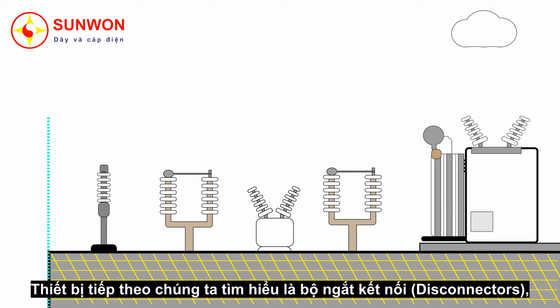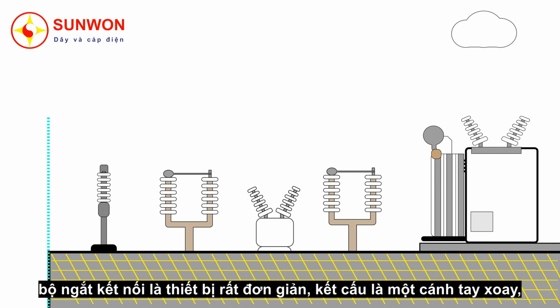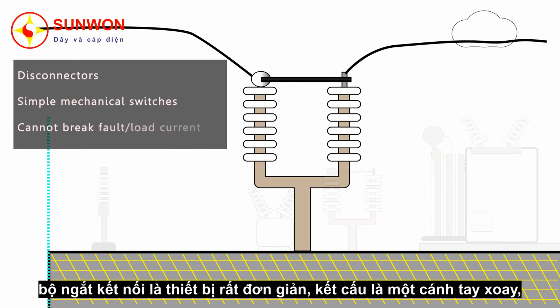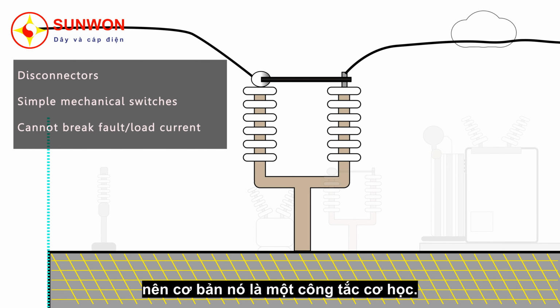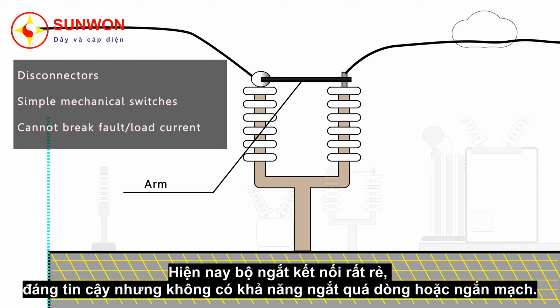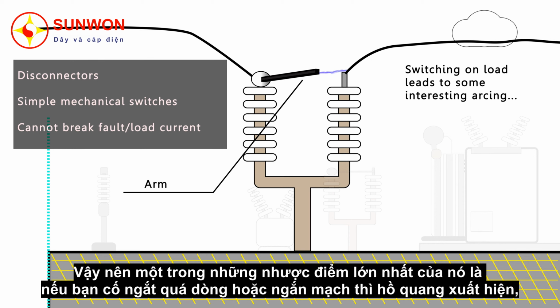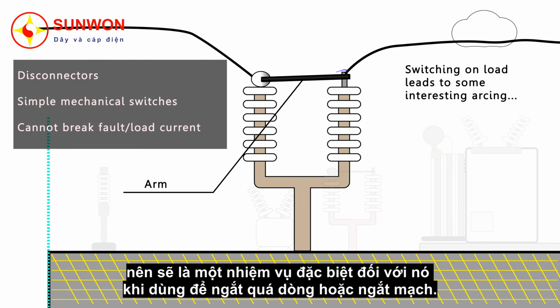The next one we'll look at is called the disconnector. So the disconnector is a very simple asset in construction. It's made up of a swinging arm. So this is just really a mechanical switch. Now, disconnectors are cheap, they are reliable, but they're not able to break load current or fault current. So that's one of the big weaknesses of a disconnector. In fact, if you try to break load current or fault current, you just get a giant arc. So it's a very specialist job actually to break fault current and load current.